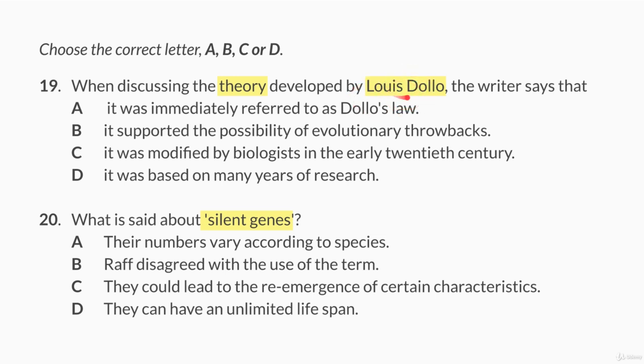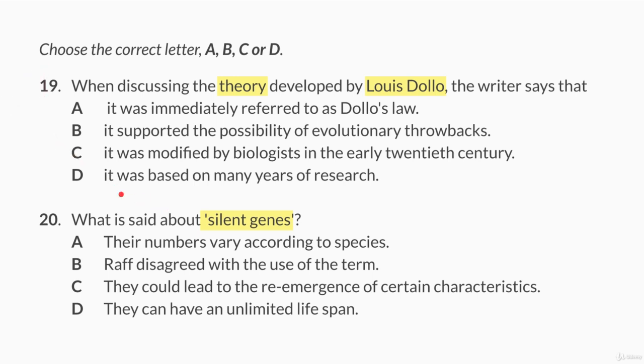That's a proper noun, Louis Dollo, and silent genes. Those are our keywords, and the next thing you have to do after marking the keywords is identify which of these questions is going to be easy to solve. In this case, out of these two questions, I would say that number 19 is probably easier to solve because it has a proper noun. But actually, both these questions are pretty easy.